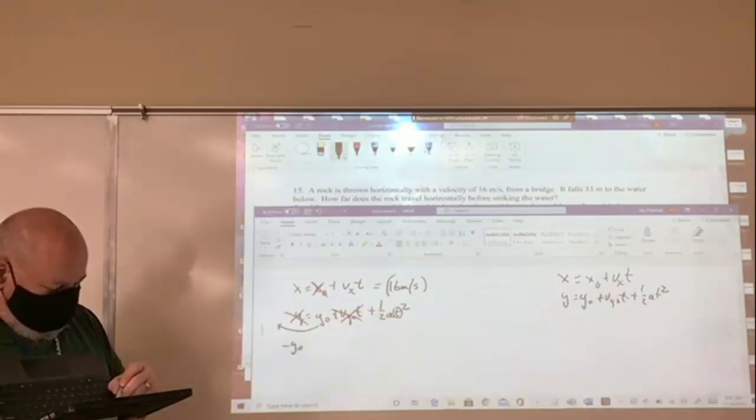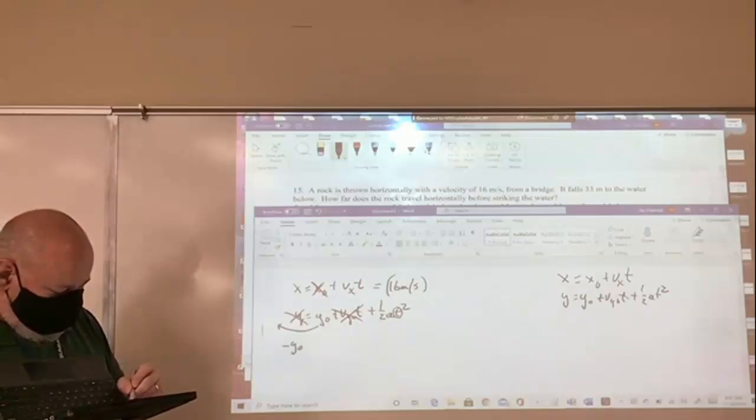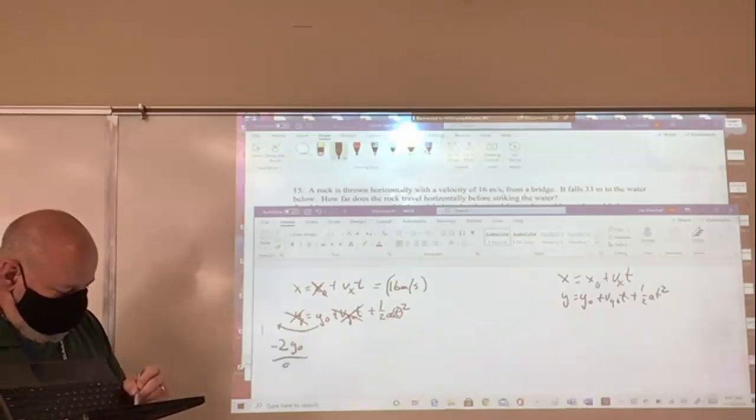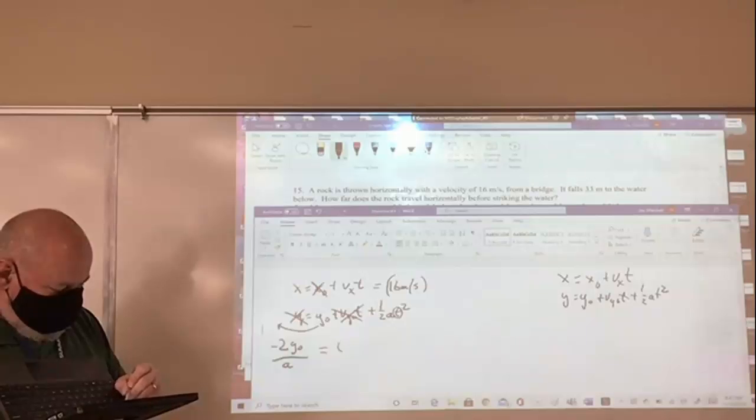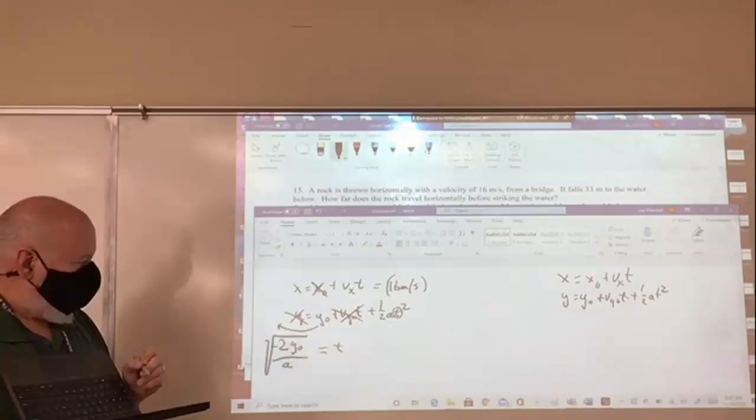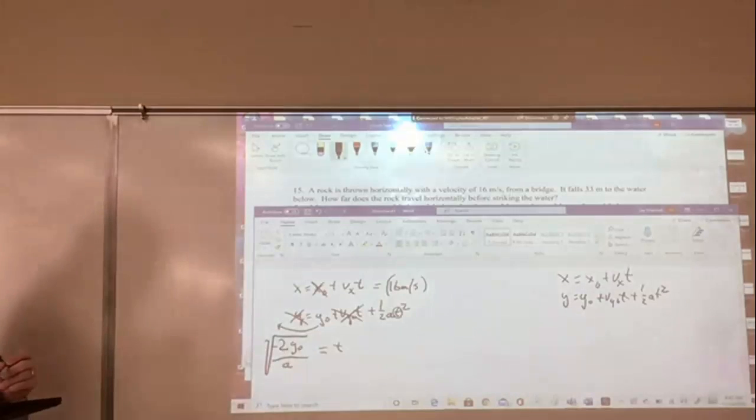Then I'm going to multiply both sides of the equation times 2 so that I can get rid of that denominator. Okay? Then I'm going to divide by a, and that will give me t squared, but I want t, so I know that t equals the square root of -2 times y0 over a.